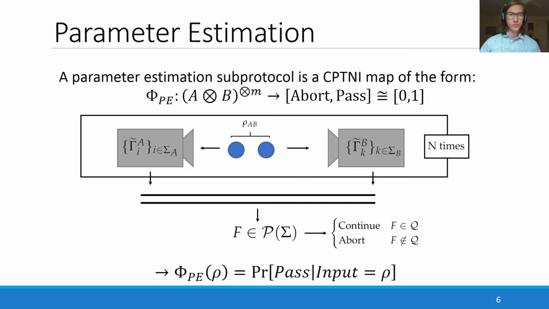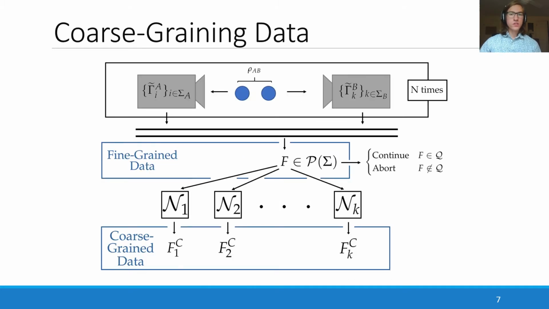One can therefore view the parameter estimation subprotocol map as determining the probability that they're going to pass, given that the input was rho. We also need this notion of coarse-grained data. So if you think of the data that is constructed just from the outputs of their respective POVMs, then you get what is fine-grained data. You consider it fine-grained because it's the most information in some sense one could possibly extract from the protocol given the design of the protocol. However, one can also consider coarse-grained data, which is mapping the fine-grained data to some smaller set of outcomes. For example, in BB84, while there are 16 outcomes for fine-grained data, for coarse-grained data you could consider things like phase error, where there are only 2 outcomes.